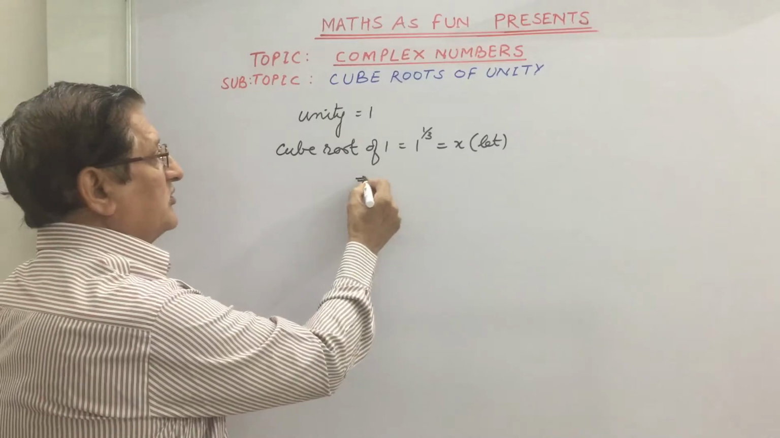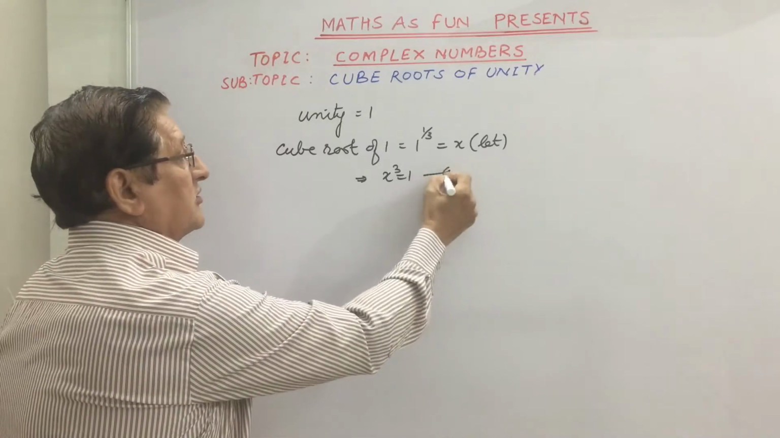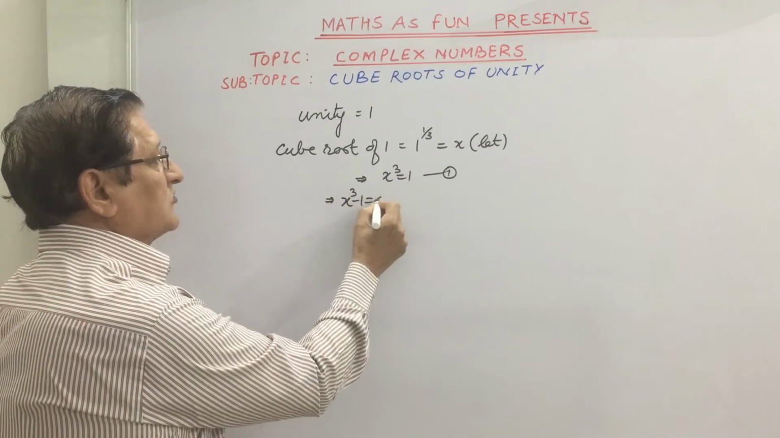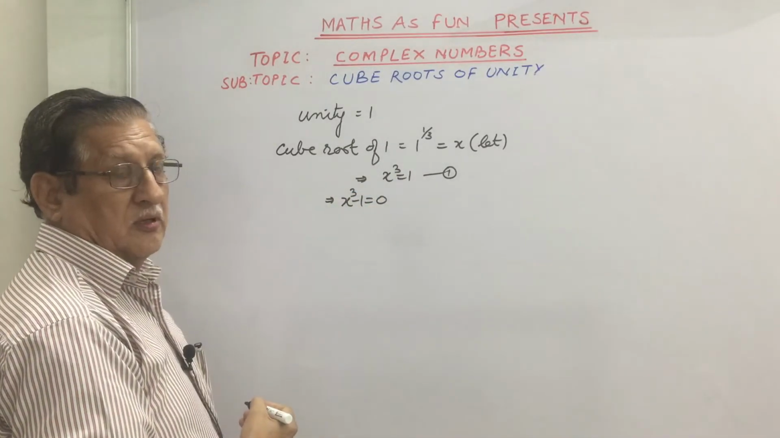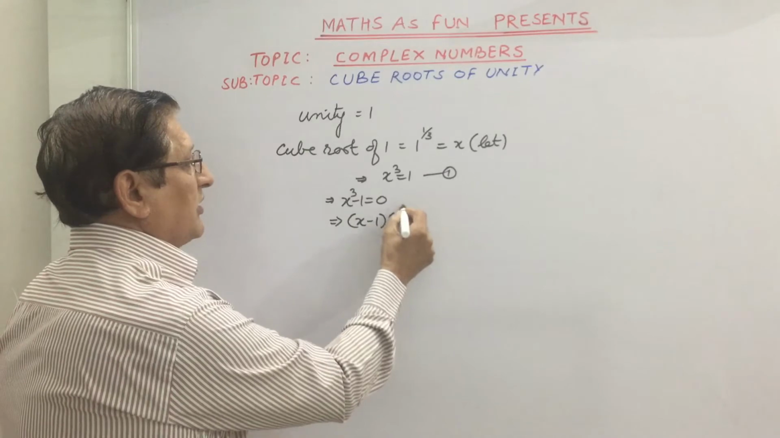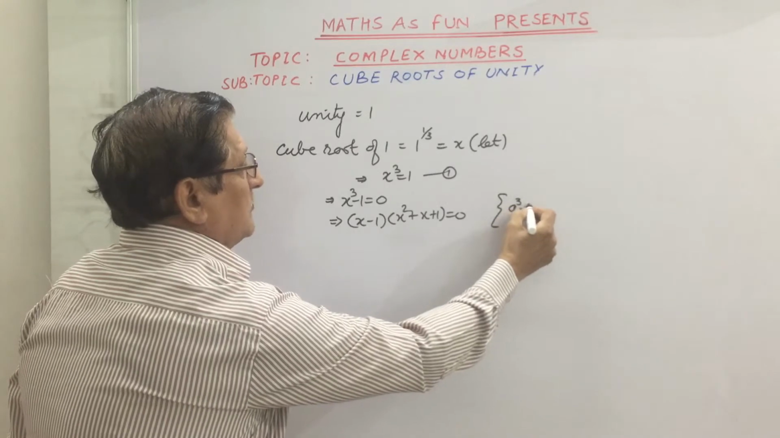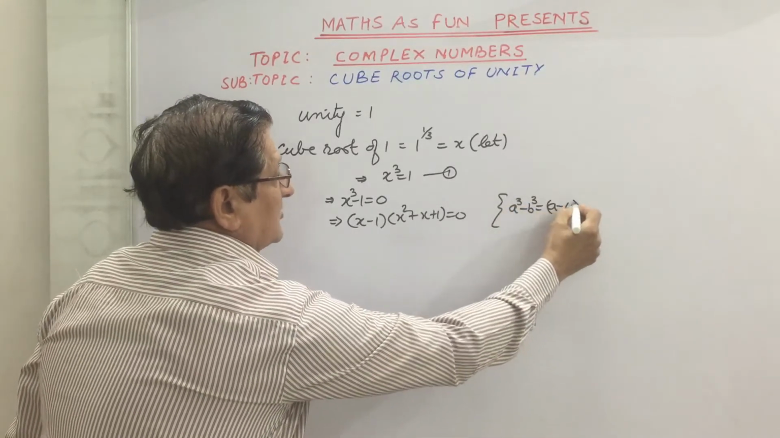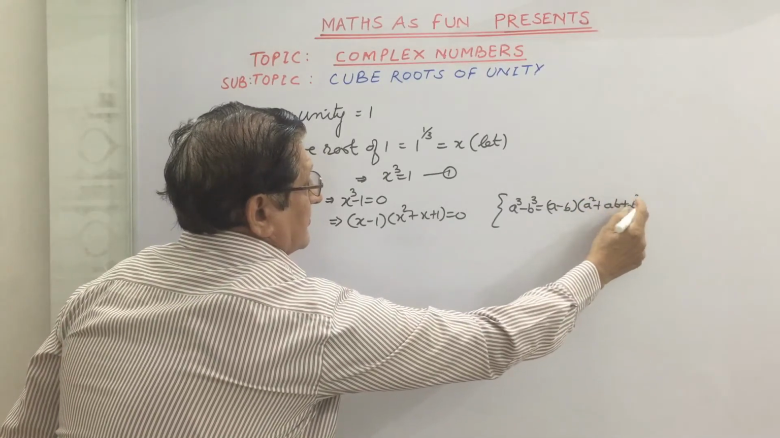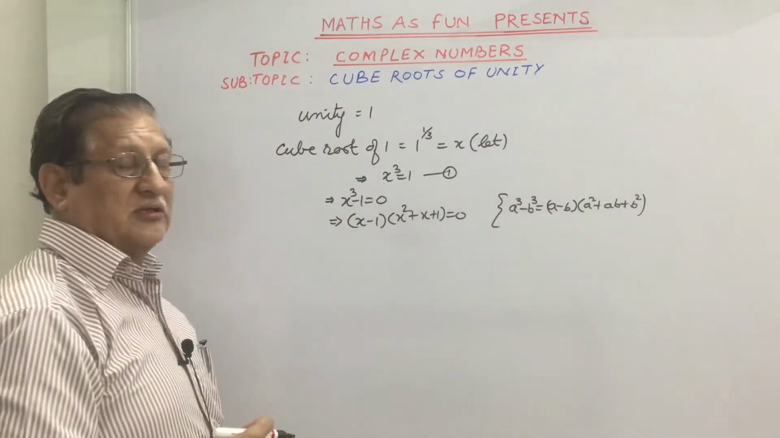Then if we make the cube of both the sides, we will be getting x cube is equal to 1. This we can write as equation number 1. If we transpose 1 here, this will be x cube minus 1 equal to 0. And if we make the factors of it, that will be x minus 1 into x square plus x plus 1 equal to 0. Why? Because we have the factors a cube minus b cube is equal to a minus b into a square plus ab plus b square. So applying this identity, we can get the factors.